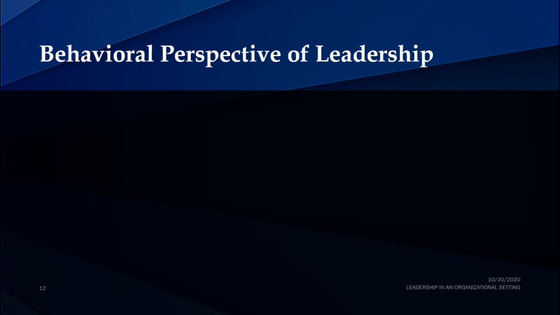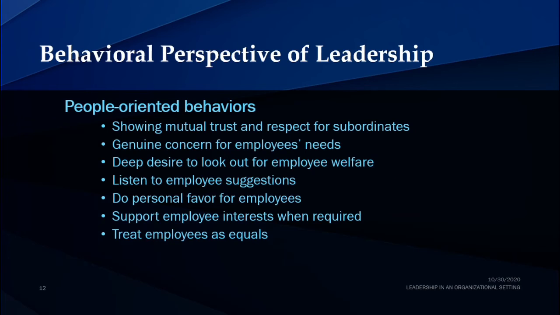Now we have the behavioral perspective of leadership. Under this perspective, we have 2 clusters. First are the people-oriented behaviors. This cluster includes behaviors such as showing mutual trust and respect for subordinates, demonstrating a genuine concern for their needs, and having a desire to look out for their welfare. Leaders with a strong people-oriented style listen to their employee suggestions, do personal favors for employees, support their interests when required, and treat employees as equals.